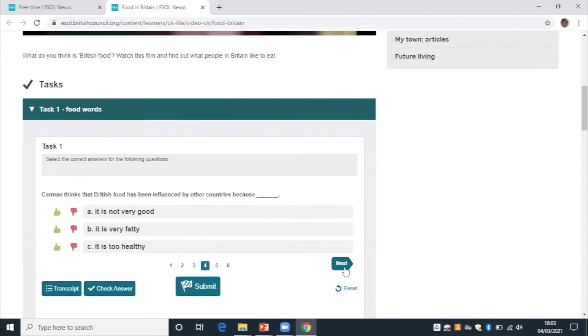So Carmen, the lady in the video, thinks that British food has been influenced by other countries because it's not very good, it's very fatty, or it's too healthy. Now, this is just her opinion, and she actually said because it's not very good.